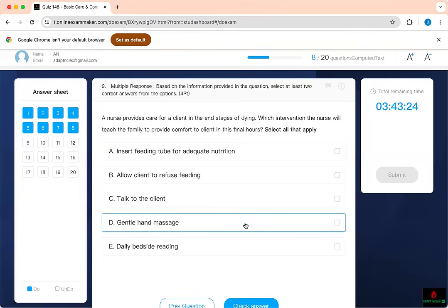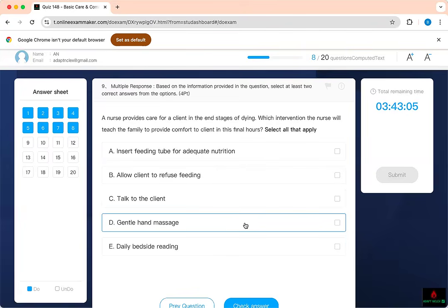Which intervention will the nurse teach the family to provide comfort to the client in final hours? Select and apply. The key thing is they're not going to eat. Everything is going to go down. Provide end of life care. If they need pain medication, give it. Don't be shy. Talk to them. Give them a fan.